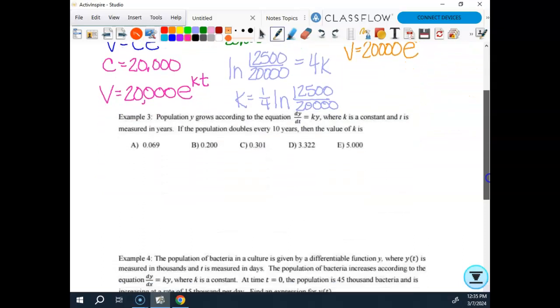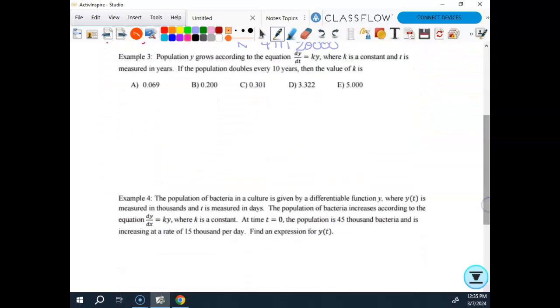Example 3. Population Y grows according to this equation where K is the constant and T is measured in years. If the population doubles every 10 years, then the value of K is blank. Okay? I'm going to give you a few minutes. You can talk amongst yourselves. Think about what you've been given. Write down what you can. See if you can find K.